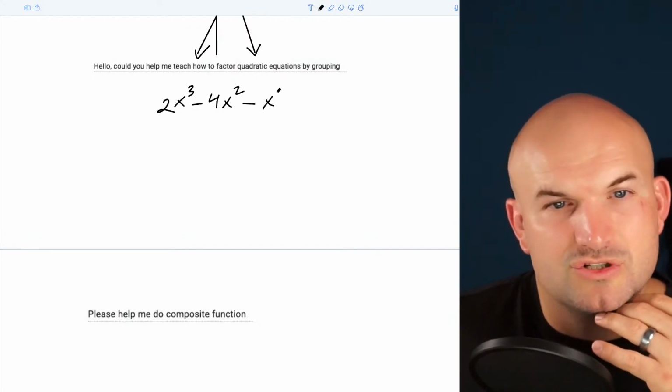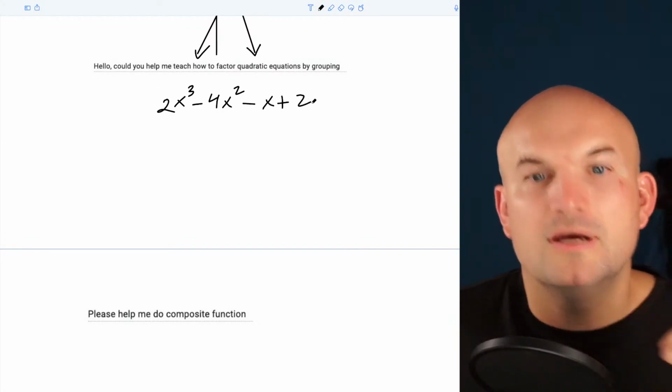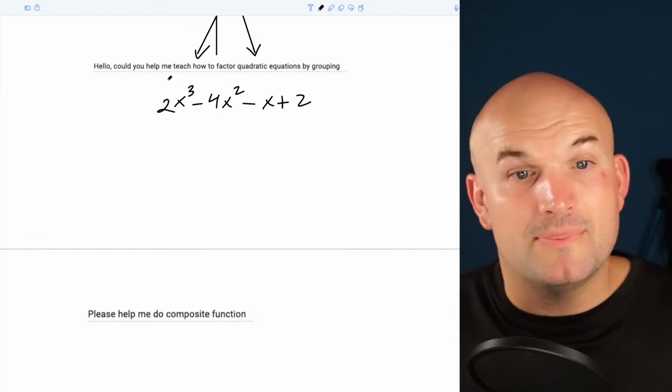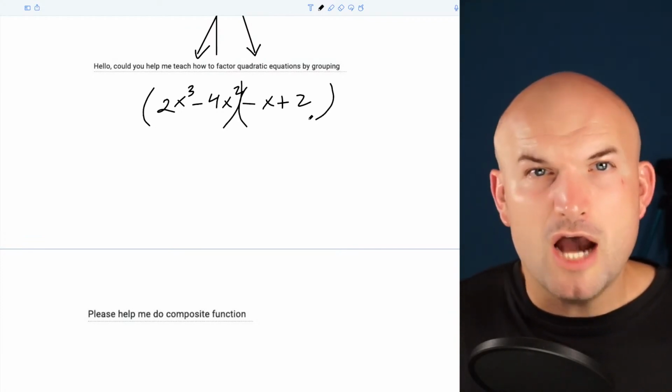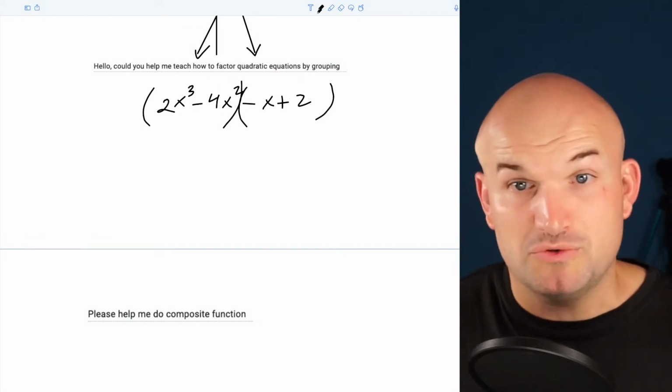I say? X, yeah, plus 2. Perfect. I like this. Okay. Now, you don't want to write this. So here's a couple mistakes. Students will do this. No, now you just turn it into a multiplication problem, right? Don't do that.